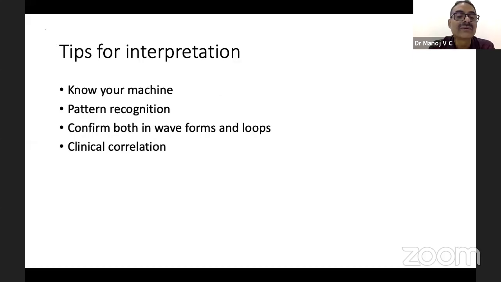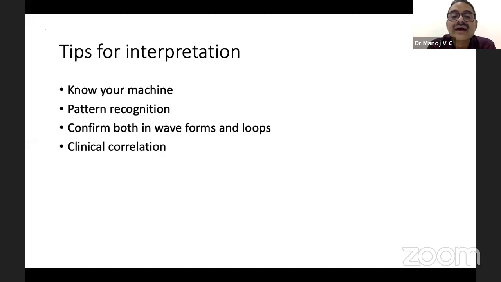Now, to interpret, before we start on the graphics, there are a few more clues. You need to know your machine well. Each machine gives you a slightly different pattern. Those of us who are using it will know this. And then cardiologists were the first people to use pattern recognition for diagnosis in the ECGs. Late 60s I am talking about, or even earlier than that, 1960s.